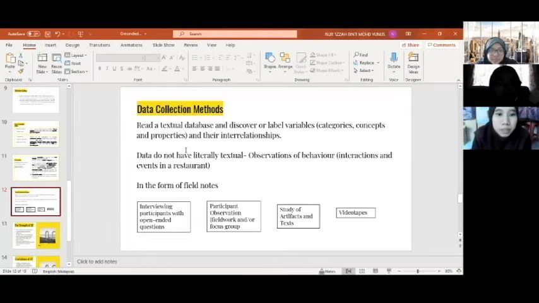For the data collection methods, we need to read a textual database and discover all labeled variables, for example, categories, concepts, and properties, and their interrelationships. And the data do not have to be literally textual. We can use observations of behavior, which is interactions and events in a restaurant, and it is usually in the form of field notes.